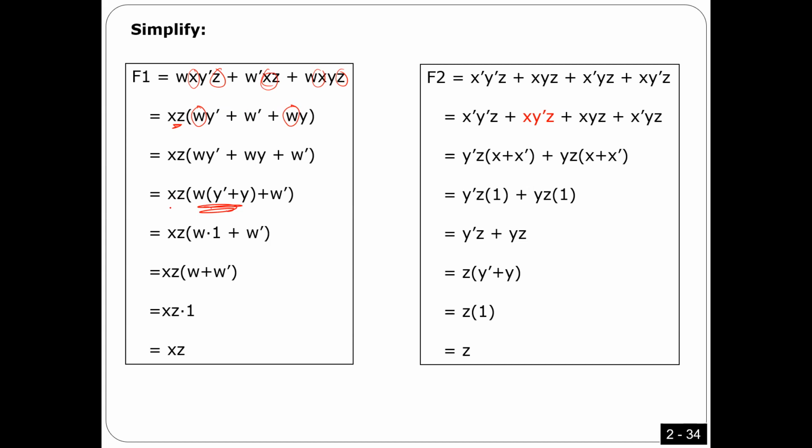Why is it good for you? Because I'm going to have Y prime or Y, and Y prime or Y is actually 1. So as you see here, it becomes 1. W and 1 is actually W, and now W or W prime is actually 1. So it ends up being XZ.